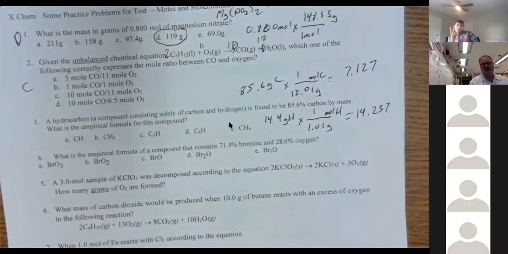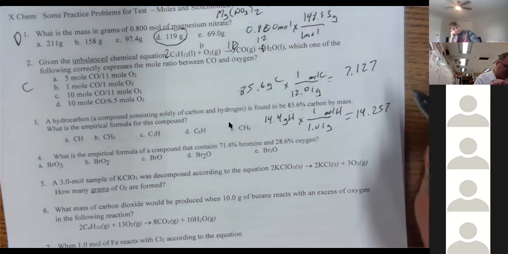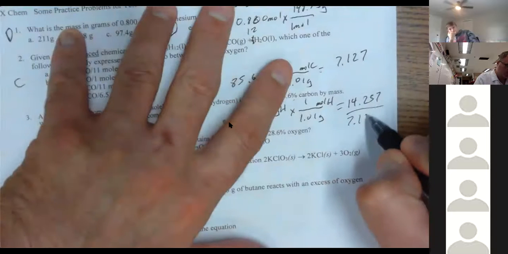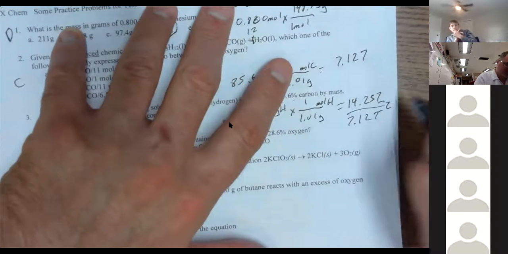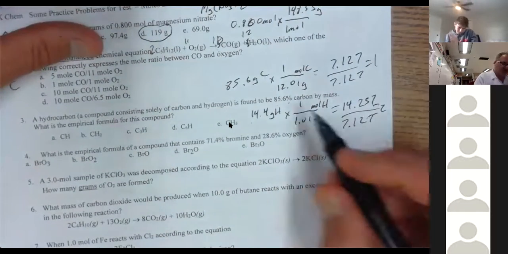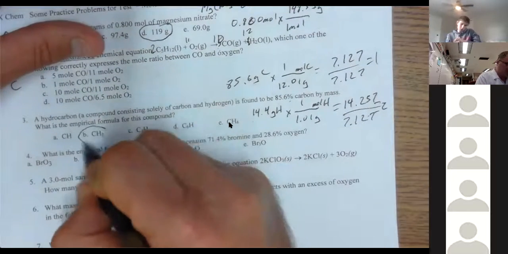Dividing each of these by the smallest number, 14.257 divided by 7.127 is about 2.0004. So that's close enough to 2, and the amount of carbon is close enough to 1. So the formula is CH2.